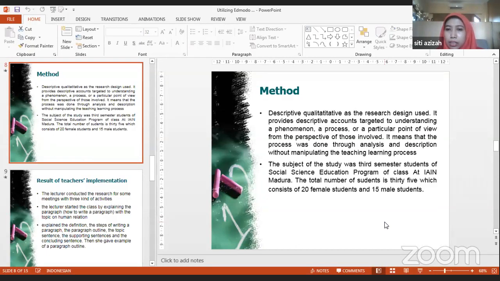Okay, in this descriptive research, we provide a descriptive account targeted to understanding a phenomenon, a process, or a particular point of view from the perspective of those involved. It means that the process was done through analysis and descriptions without manipulating the teaching learning process. The subject of the study was third semester students of the social science education program at EIN Madura, and the total number of students is 35, which consists of 20 female students and 15 male students.